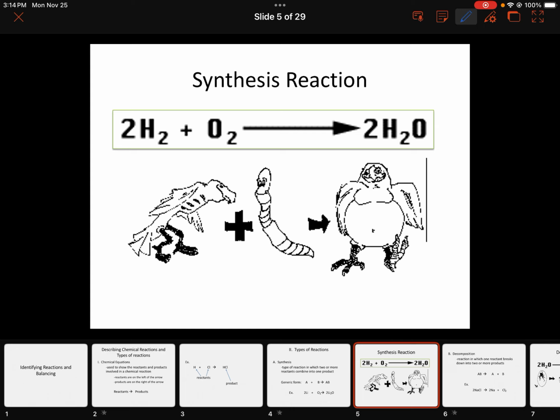Here's another example of it. The picture is kind of silly, but it's right here, the bird. I think these are supposed to be its ribs. It's so hungry we can count its ribs. Well, then the bird eats the worm, and now we have this big, plump, juicy bird. So that idea of synthesis, they combine together.